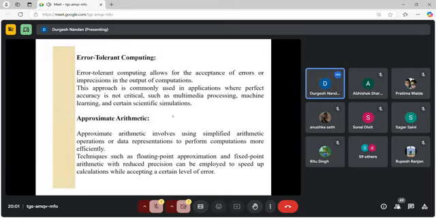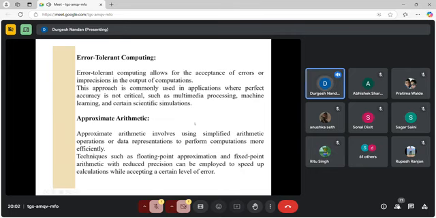So in such places, error tolerant computing gets used. We use such types of hardware that have minimum power and area requirements, but at the same time can provide high performance.